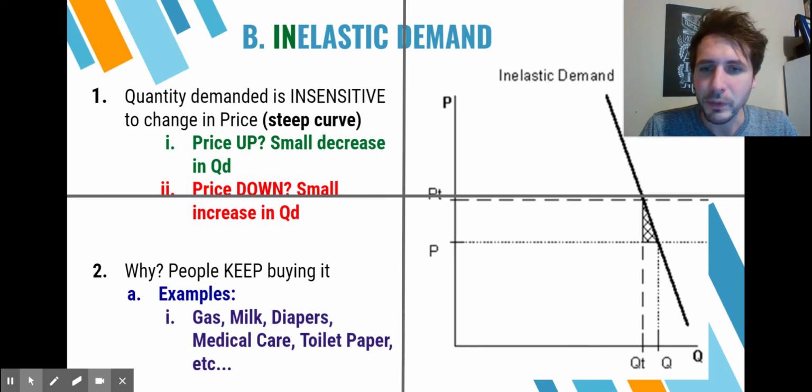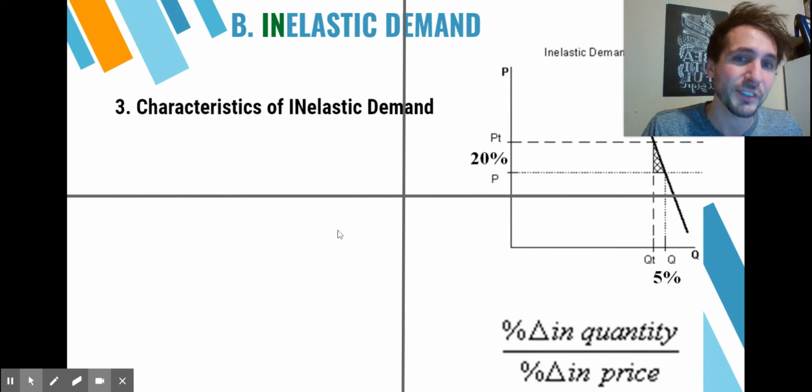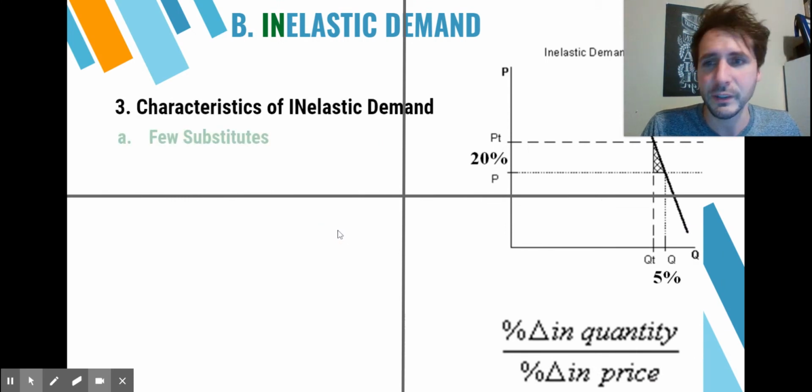Milk, diapers, medical care, right? If medical care goes up in price and you break your arm, you're not going to sit there and be like, oh, maybe I shouldn't see a doctor about this broken arm. No, you're going to continue to go there no matter what the change in price is, right? So, what do these all have in common? Here are your characteristics: goods that have inelastic demand.